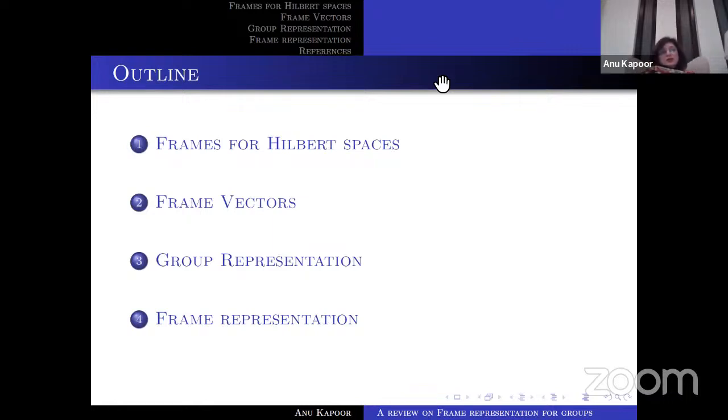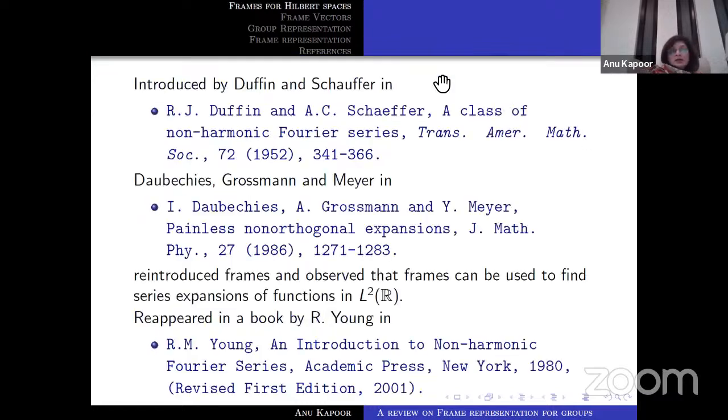So this is the outline of the presentation. We'll be talking about frames for Hilbert spaces, frame vectors, group representation, and frame representation. Now, as we all know, frames were first introduced by Duffin and Schaeffer in the year 1942 and were not studied much later. It was only in the 1980s that Daubechies, Grossmann, and Meyer again came forward with the idea of frames and observed that frames can be used to find series expansions of functions in L2R.